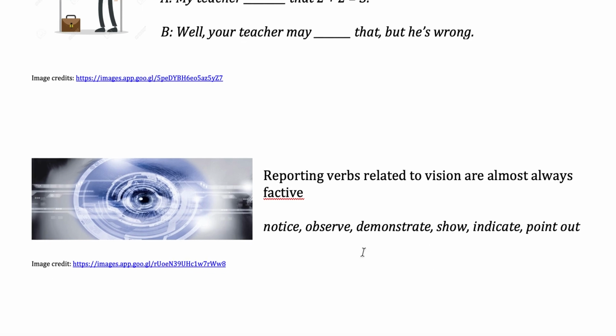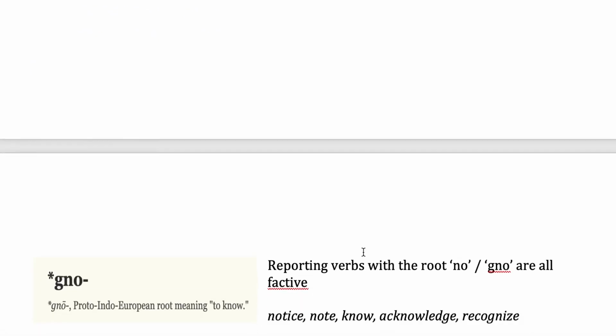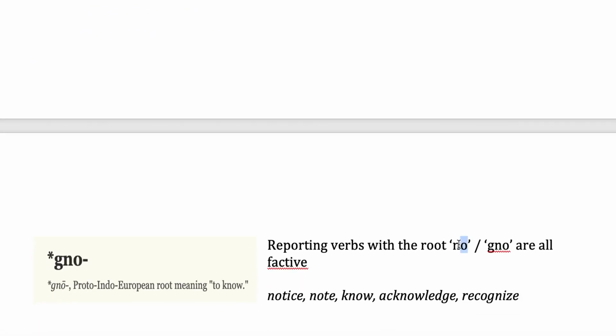Right? Also, this includes any reporting verb that has the root no or gno, which means to know, like the thing you see in knowledge. So that includes know or acknowledge, but also includes notice, note, or recognize, right? My teacher recognized that 2 plus 2 equals 3, but he's wrong. Well, that's strange, right?